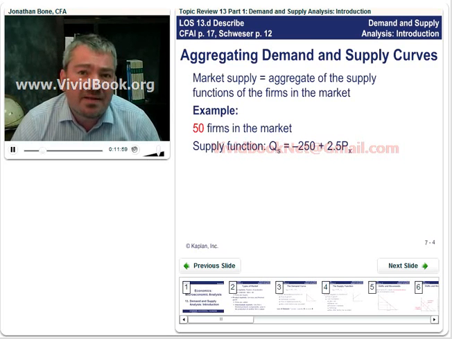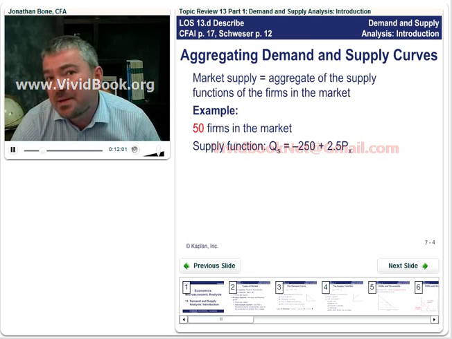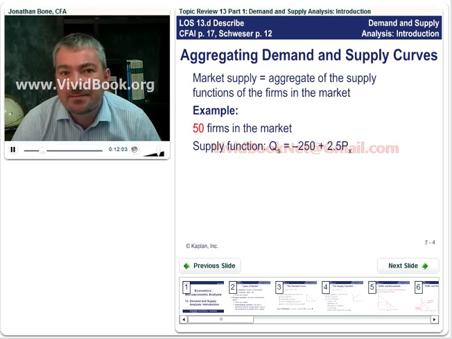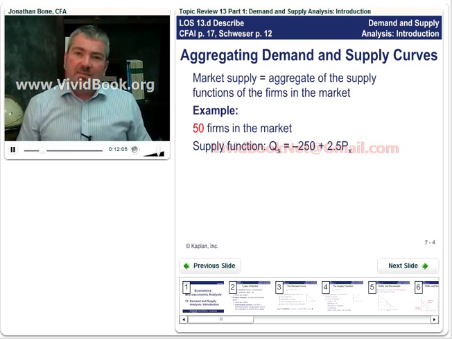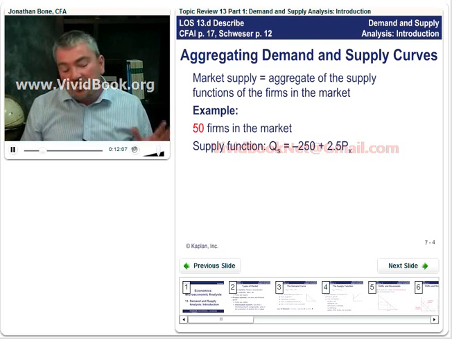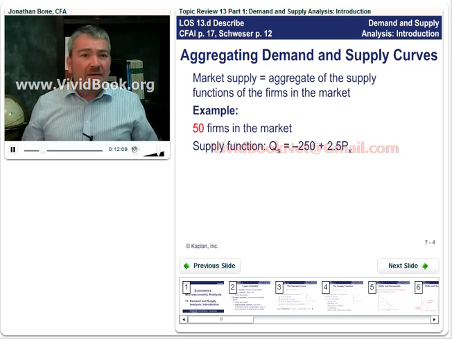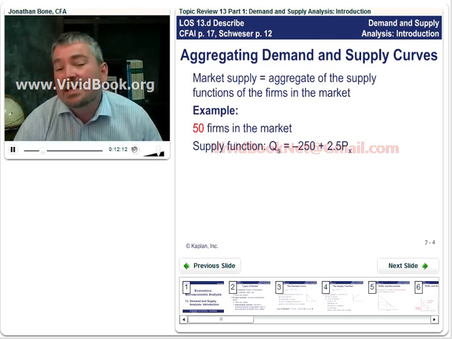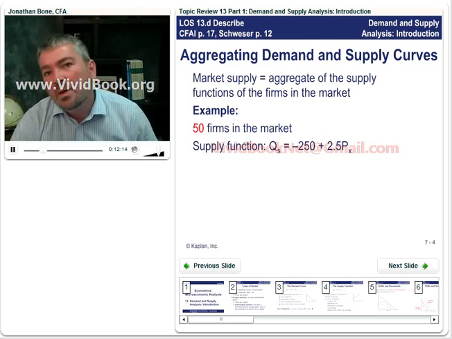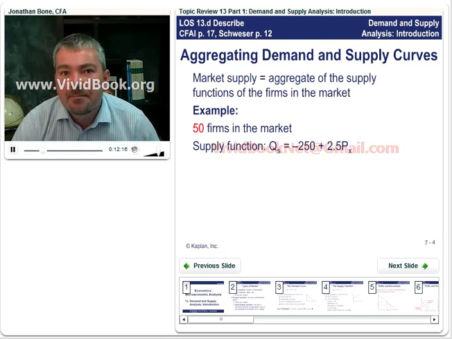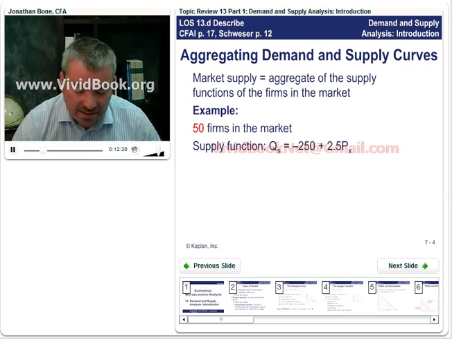Now, again, where do these numbers come from? Typically, it would come from regression analysis. Now, what we're looking at when we see our supply function there is a single firm. So how do we get supply for the entire industry? It's a dead straightforward process. All we're going to have to do is sum the supply functions. In other words, add these equations for every firm within the industry.